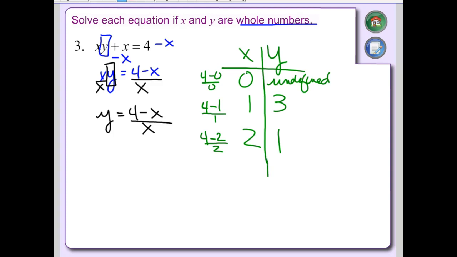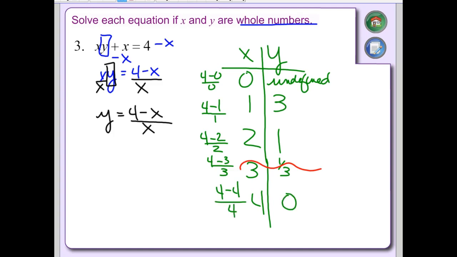Let's try 3 and see what happens. If I try 3, what do we have? 4 minus 3 over 3. What's that going to give me? Ooh, 1/3. That's a fraction. We're going to have to reject those fractions. Let's try one more just to prove it. Let's try 4. We've got 4 minus 4 over 4. So what do we have? Yeah, we have 0. Ooh, 0 is a whole number. That is a whole number solution.